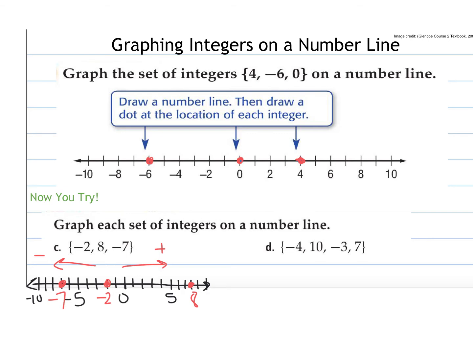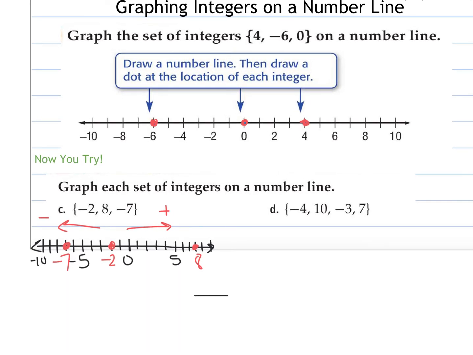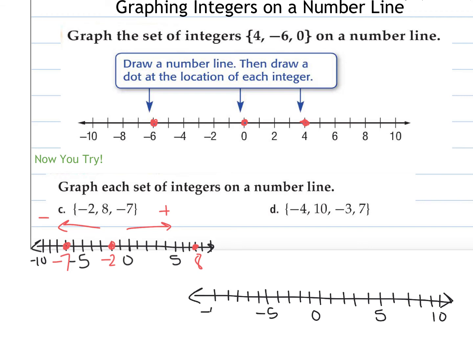And then the other one, again, you should have tried this one on your own. Make sure you've got that number line. I'm going to scroll down just so I have a little bit more space on this one. Here's 0, 1, 2, 3, 4, 5, 6, 7, 8, 9, 10, and -1, -2, -3, -4, -5, -6, -7, -8, -9, -10. Okay, let's plot these points.